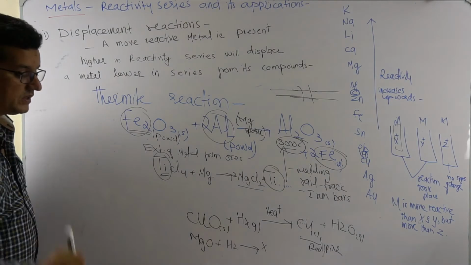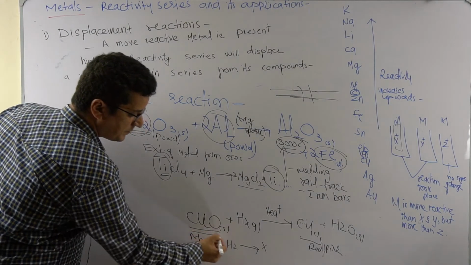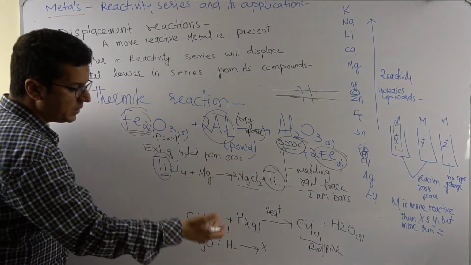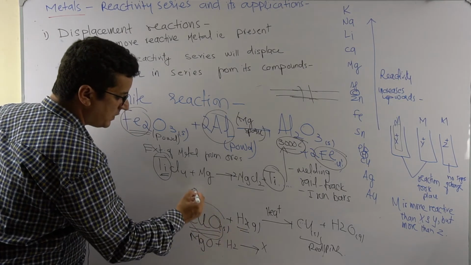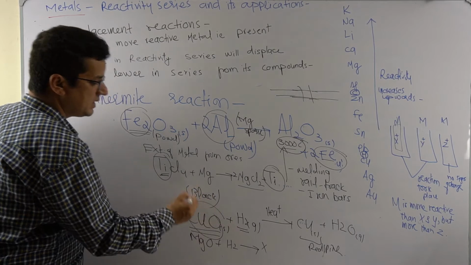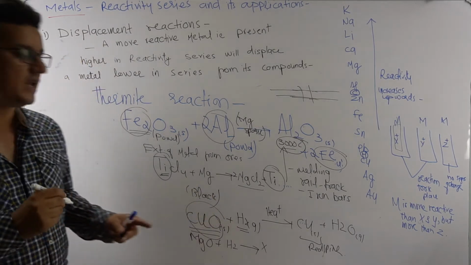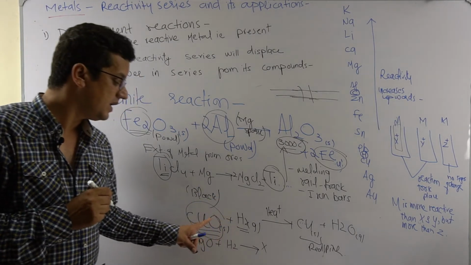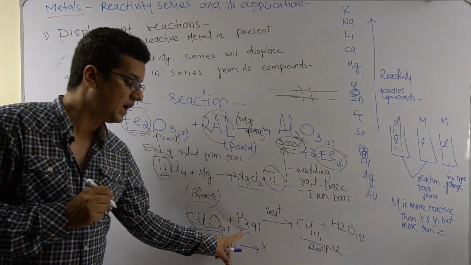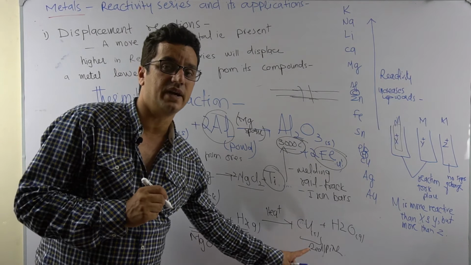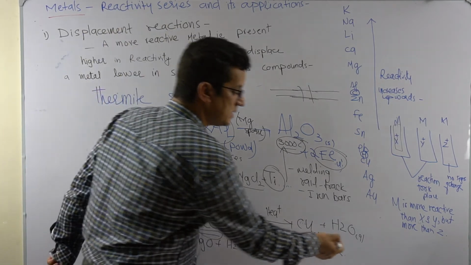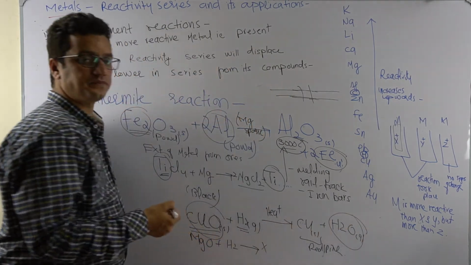Another application, notice this is copper oxide. The copper metal is even below hydrogen in the reactivity series. And if you heat this black copper oxide, a black powder, with hydrogen gas, a very common question in MCQs and other exams, you will find reddish pink copper separating out and hydrogen gas has turned to H2O.